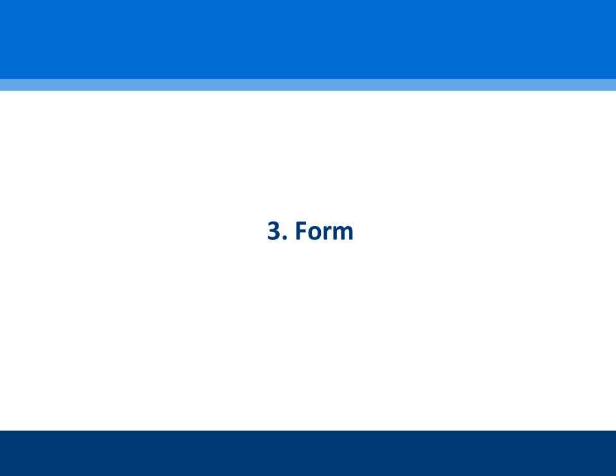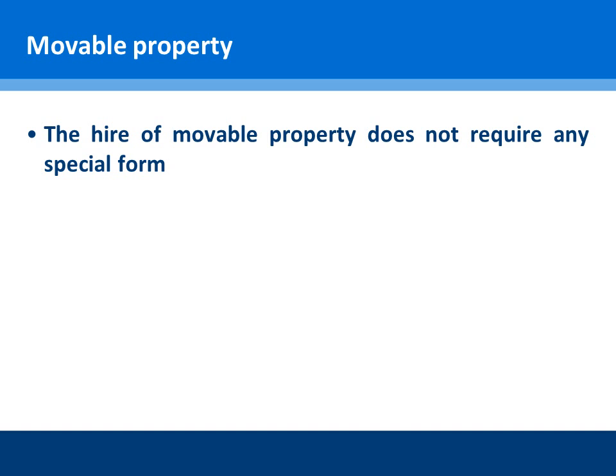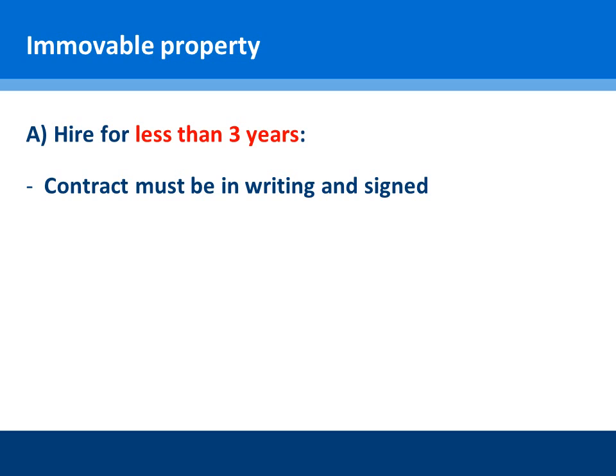Do you need a special form when you make a contract of rent? It depends on whether it is movable or immovable property. For movable property, you don't need a special form. This is why when you rent a bicycle, a book, or a motorbike, you don't need to sign any contract. This is not necessary. For immovable property, the rules are different depending on whether the contract is made for less or more than 3 years.